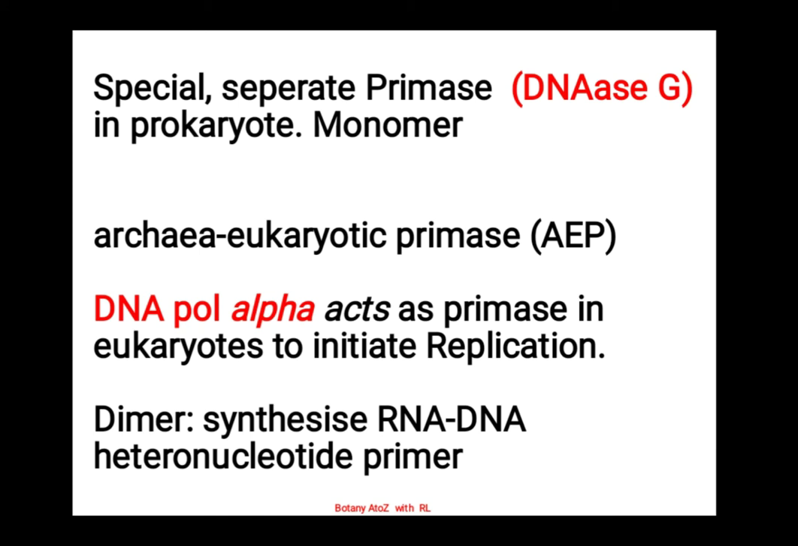For example, in eukaryotic cell, the DNA polymerase alpha. Actually, so far there have been discovered 5 main DNA polymerases in eukaryotic cell, and of these one is DNA polymerase alpha.